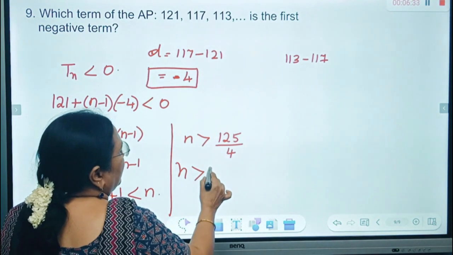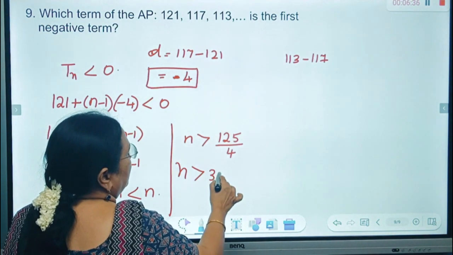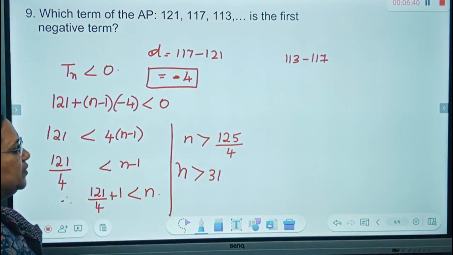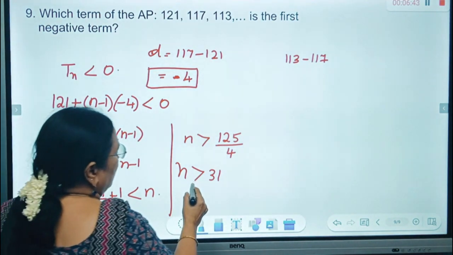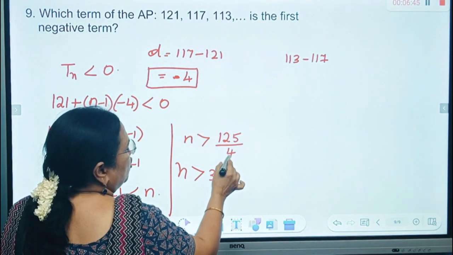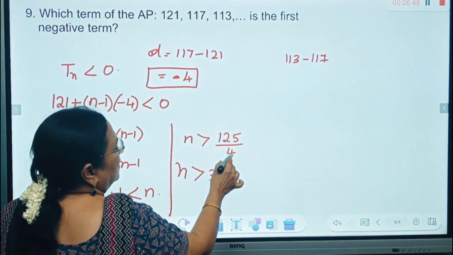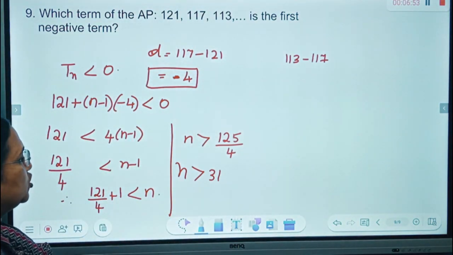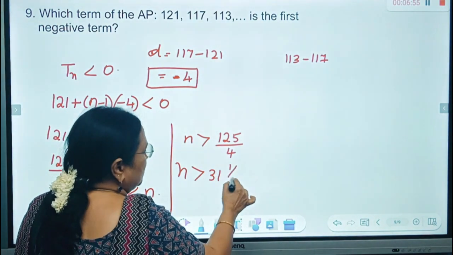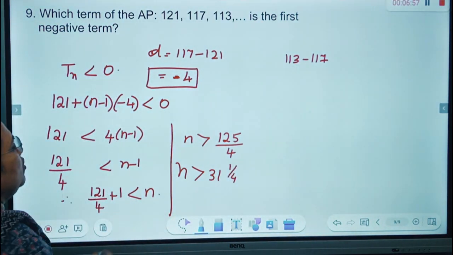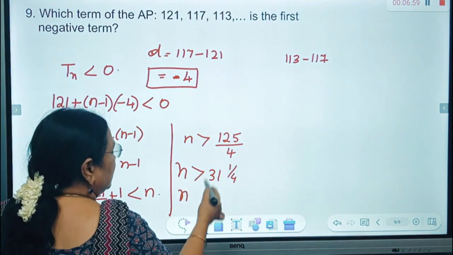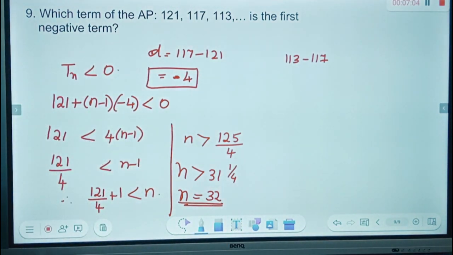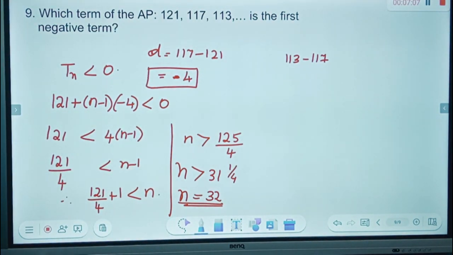So when I divide, what will I get? 3 4s are 12, 31. I will still have a remainder. It is not completely divisible. So n has to be greater than 31 and 1 by 4. So n has to be greater than 31 and a fraction, so n equal to 32 will be the first negative term. This is the first negative term.